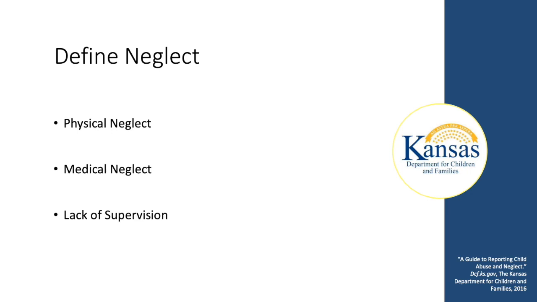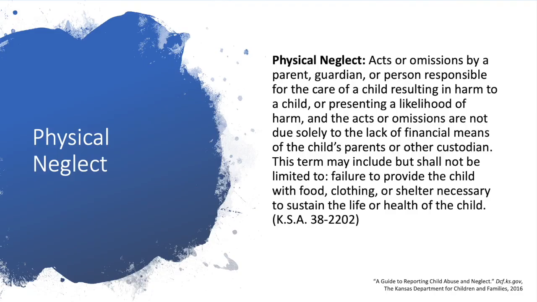Neglect is separated into three types: physical neglect, medical neglect, and lack of supervision. Physical neglect is the acts or omissions by a parent, guardian, or person responsible for the care of a child, resulting in harm to the child, or presenting a likelihood of harm, and the acts or omissions are not due solely to the lack of financial means of the child's parents or other custodian.